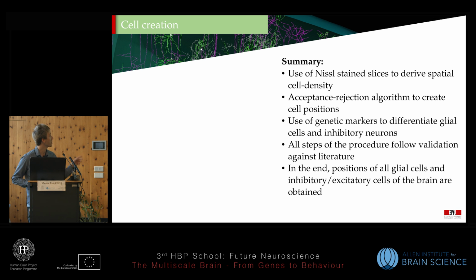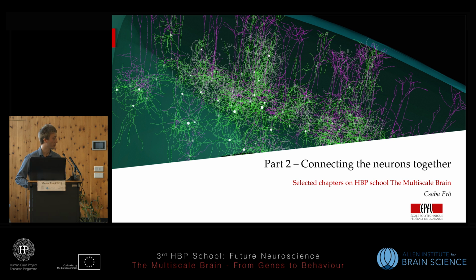So in the summary for this first part, we use the initial stains to create cell positions. Then we develop this acceptance rejection algorithm to create the actual cell positions. Then we use the genetic markers to differentiate these cells into inhibitory neurons, excitatory neurons, and glial cells. And we can validate every step of this iteration. So in the end, we have an entire brain full of excitatory and inhibitory neurons. It's pretty convenient, and we come here to the second part.